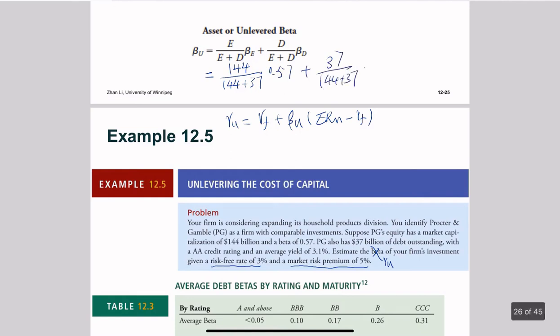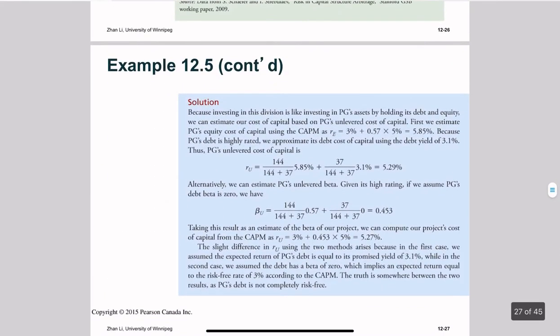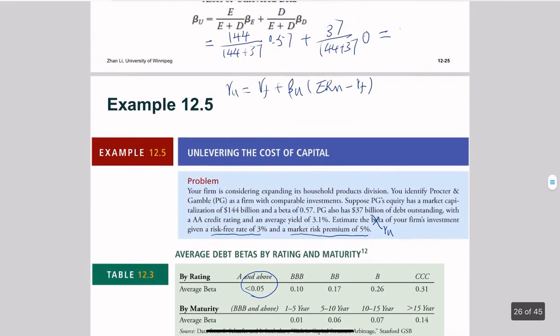What is beta of debt? If you check the table, we have a AA credit rating, so basically you should use this, right? It's a very small number. And if you check the textbook, the textbook assumes the beta is just 0. So I will follow the textbook and put a 0 here. So this gives us a beta U of 0.543.